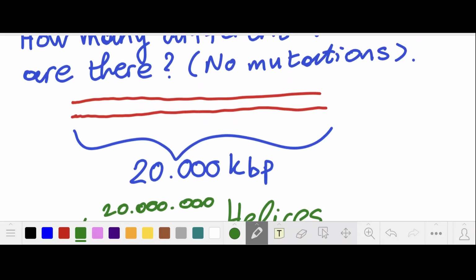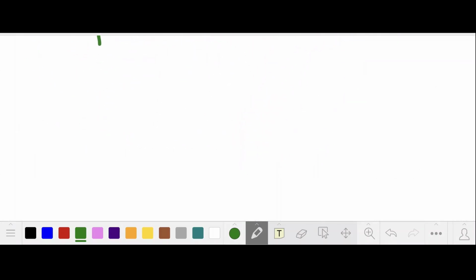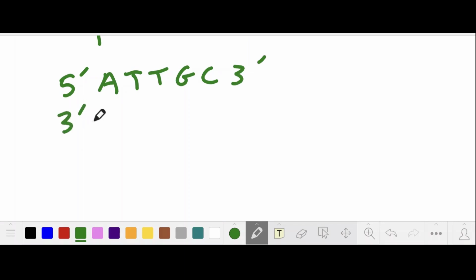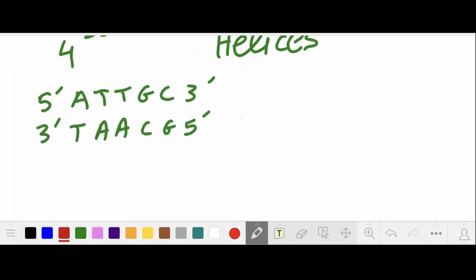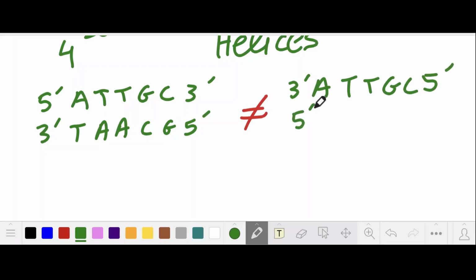In the problem, we didn't mention the direction of each strand, but we noticed that, for example, 5' A, T, T, G, C, 3', which binds with 3' T, A, C, G, 5', is actually different from 3' A, T, T, G, C, 5', which binds with 5' T, A, C, G, 3'.